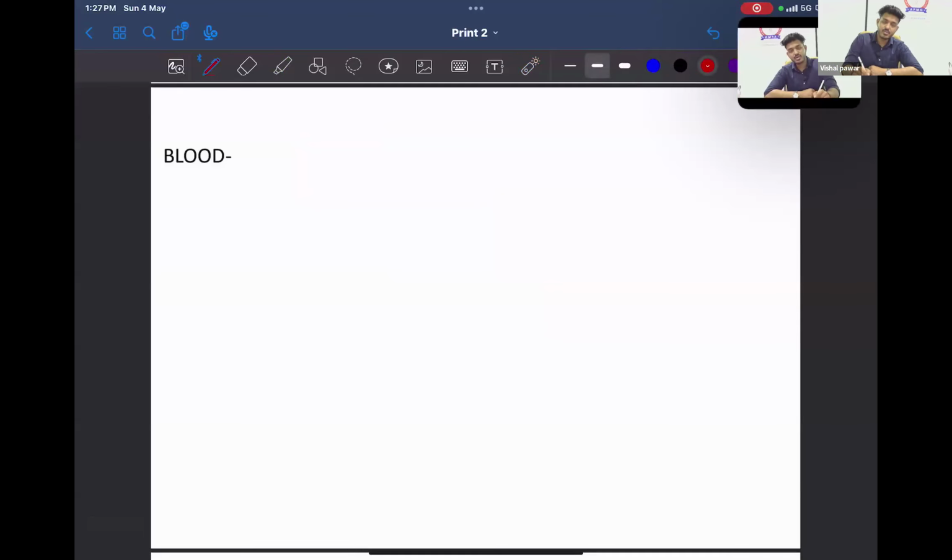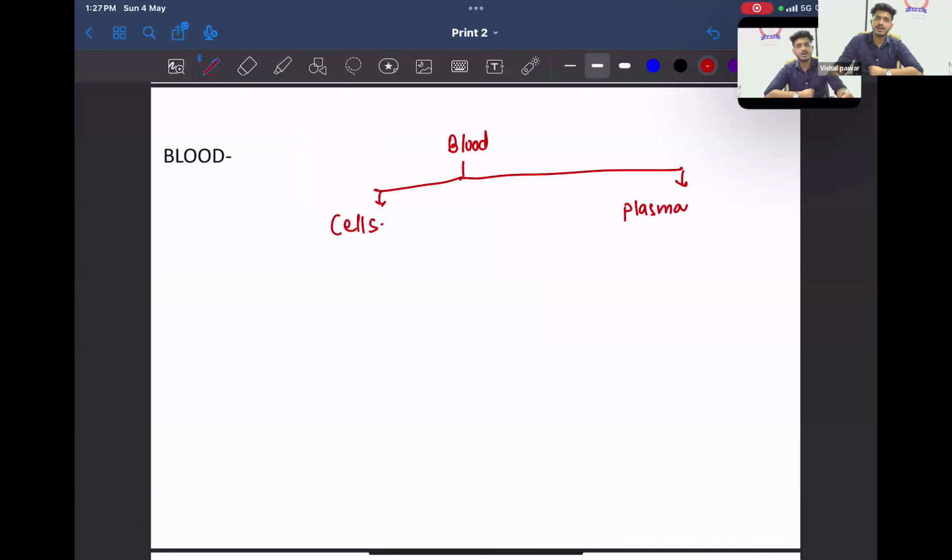Now let's talk about the blood. How much blood is in your body? Let's say 5 liters. What are the components of blood? Blood will have cells and plasma. How much will be cells? 40%. Plasma will be 60%.